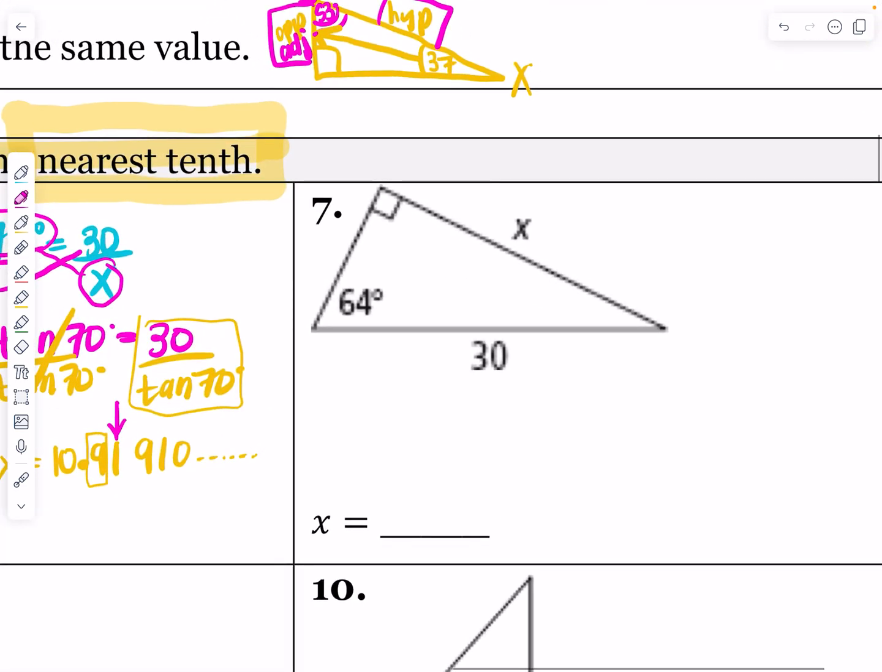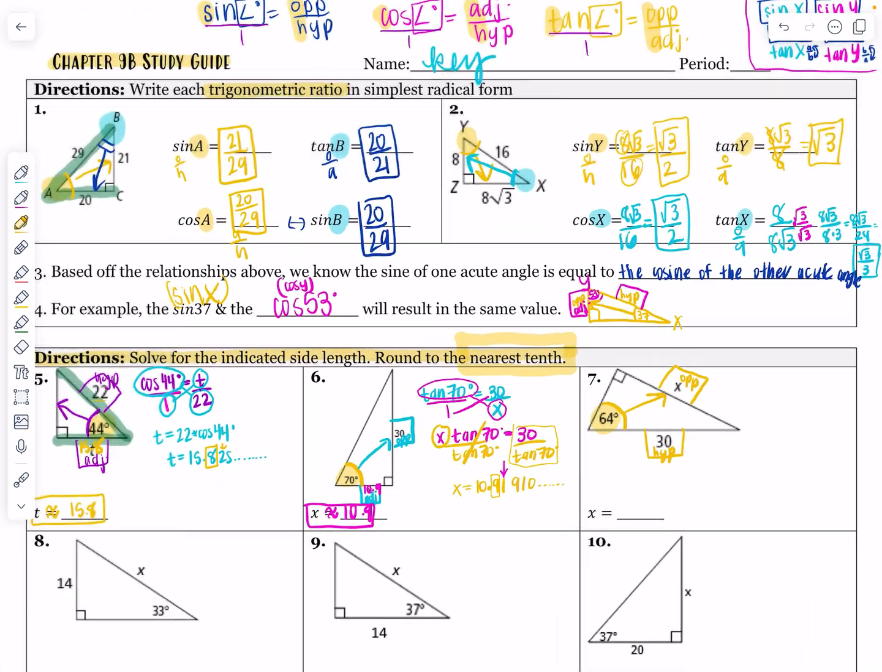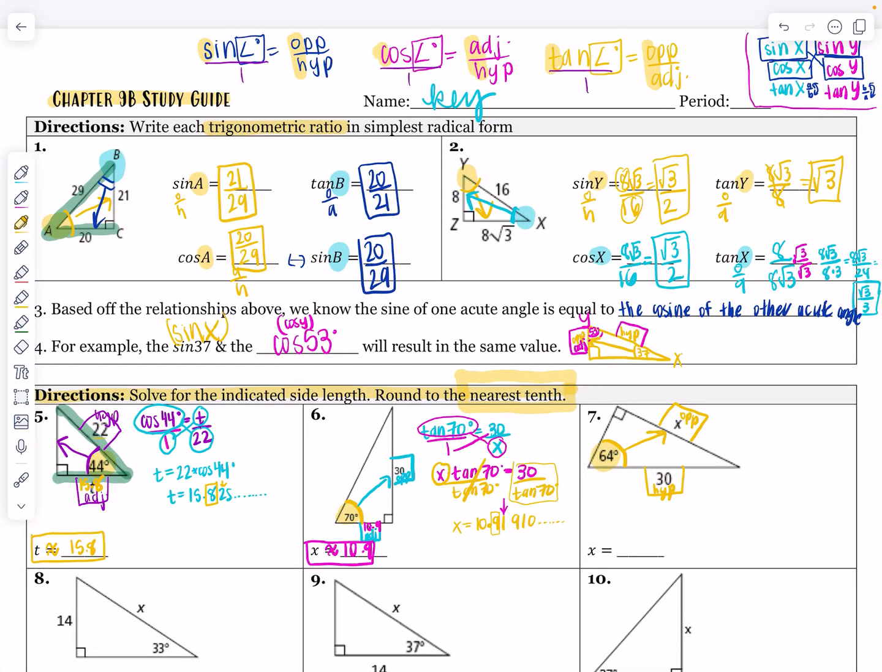Let's see, we're going from the perspective of who? Oh, we're changing perspectives here. We're going to the 64-degree angle. So from 64, I have this piece and I have this piece. What is the x to the 64? That is opposite. And the 30 is the hypotenuse. So what goes with opposite and hypotenuse? The ratio that goes with opposite and hypotenuse is sine.